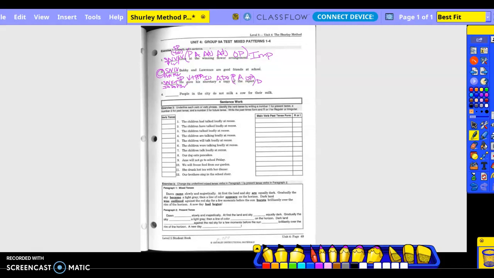Go back to the verb, divide the complete subject from the complete predicate. And gave. Is there an adverb exception? Is it in the natural or inverted order? Okay. People in the city do not milk a cow for their milk. So who do not milk a cow for their milk? People. Subject.